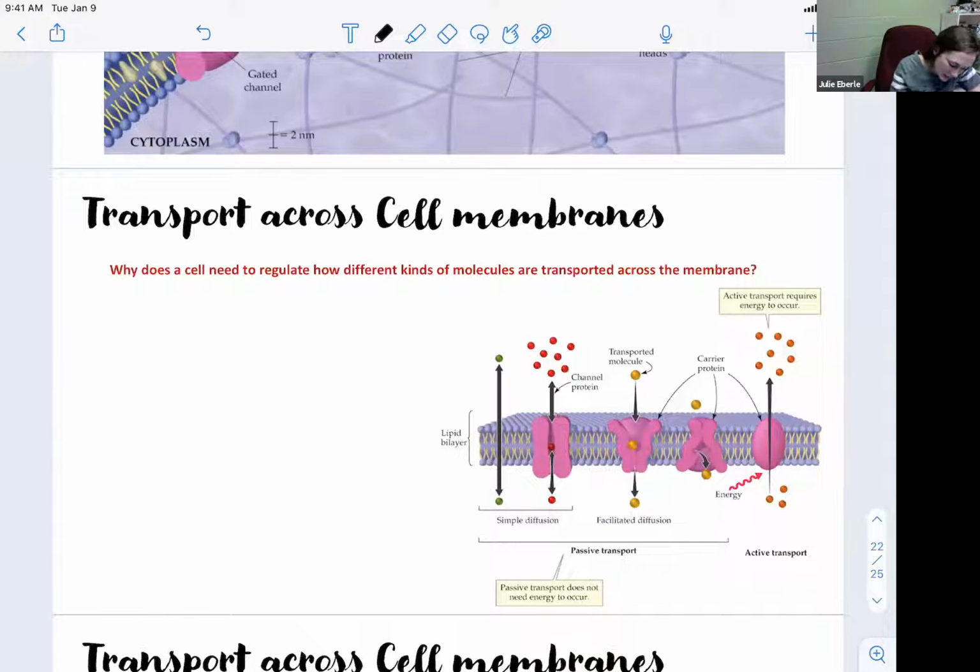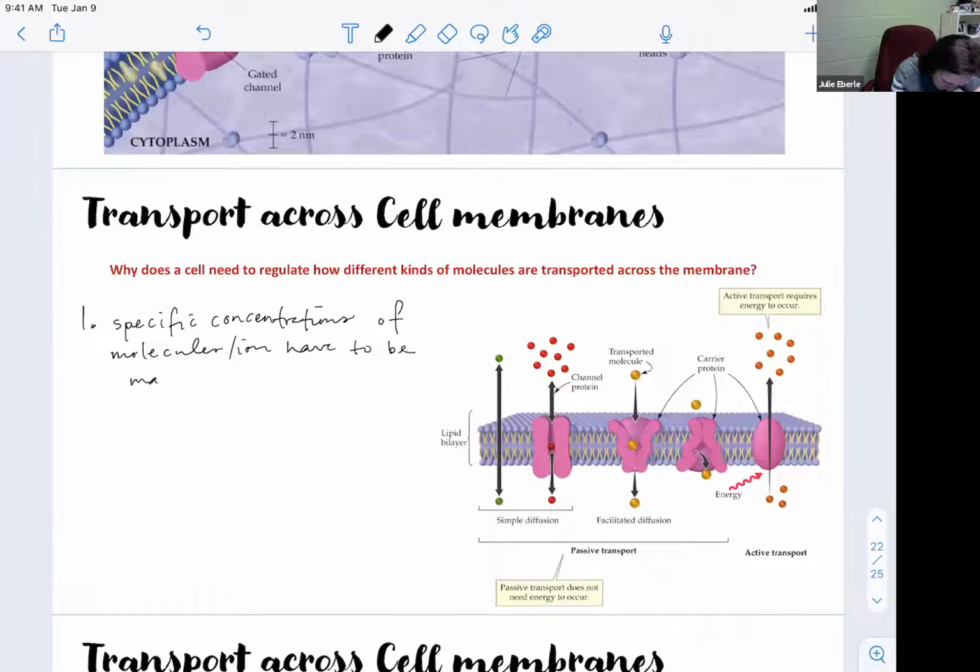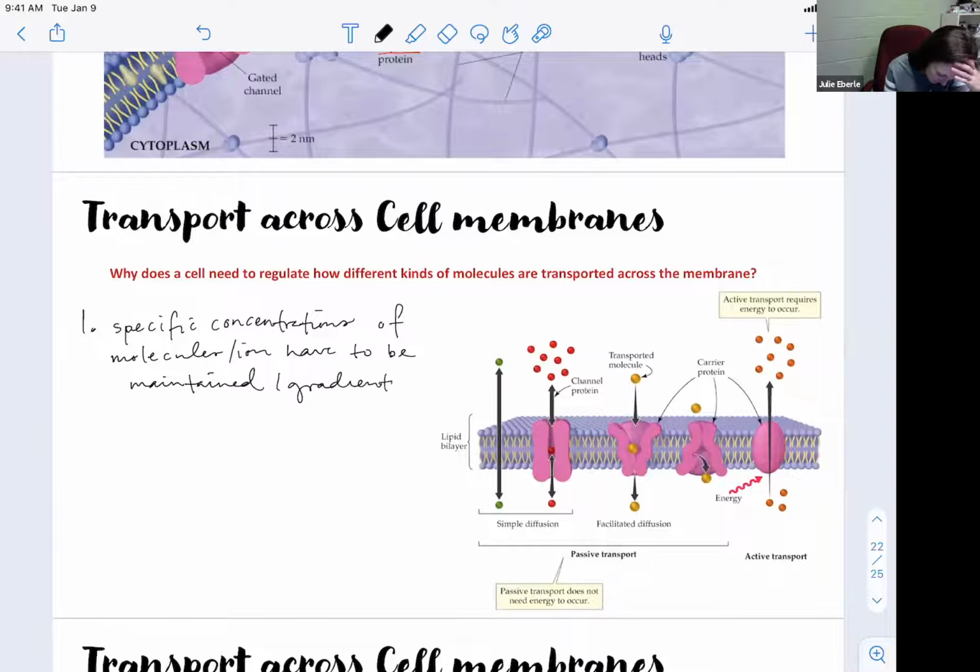Okay, so with what Madison said, let's jot that down. One reason is because we have to maintain specific concentrations of molecules or ions maintained, okay? Kind of the word that summarizes this is why we have gradients. This is what we call a gradient. When you have various concentrations on the inside or the outside of the cell, we say that is maintained at a gradient, okay?